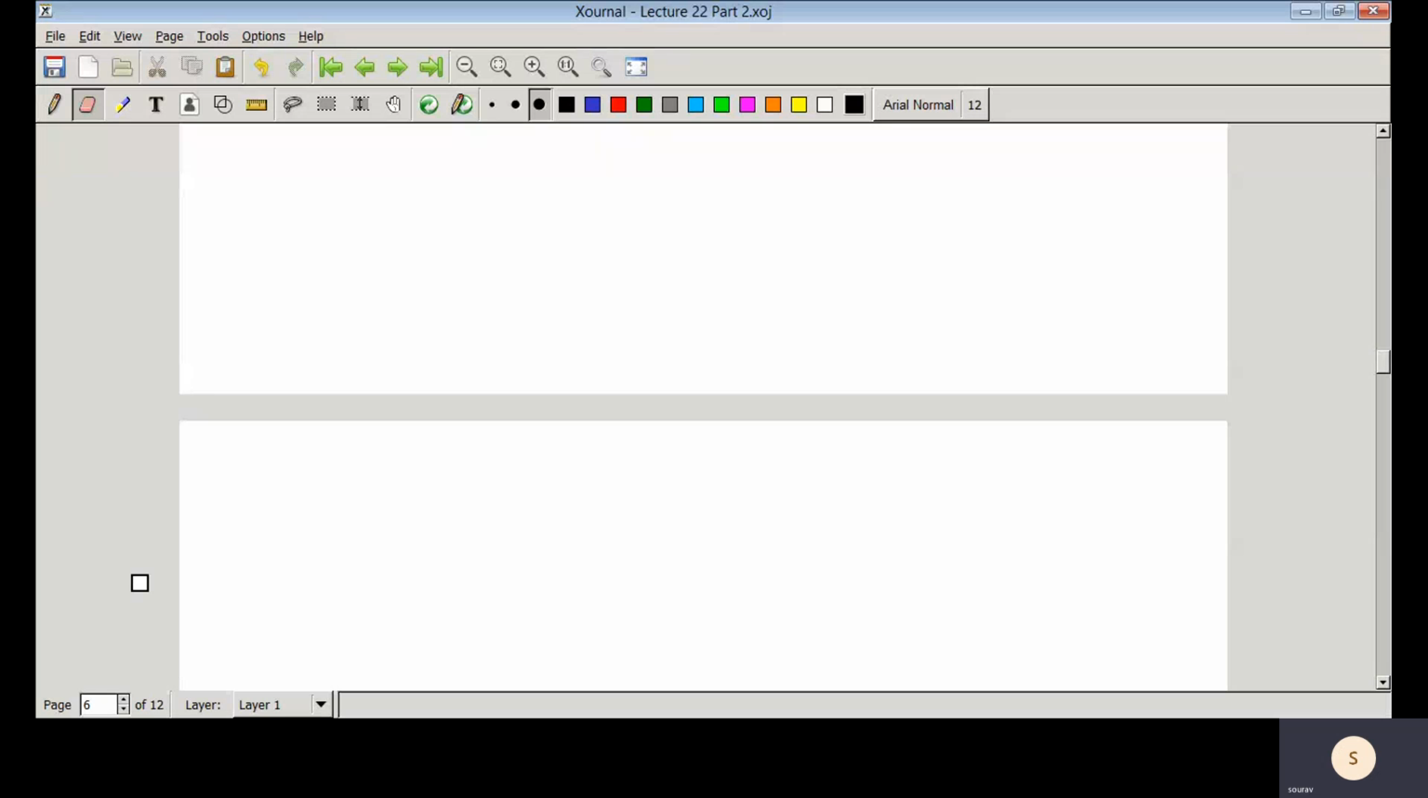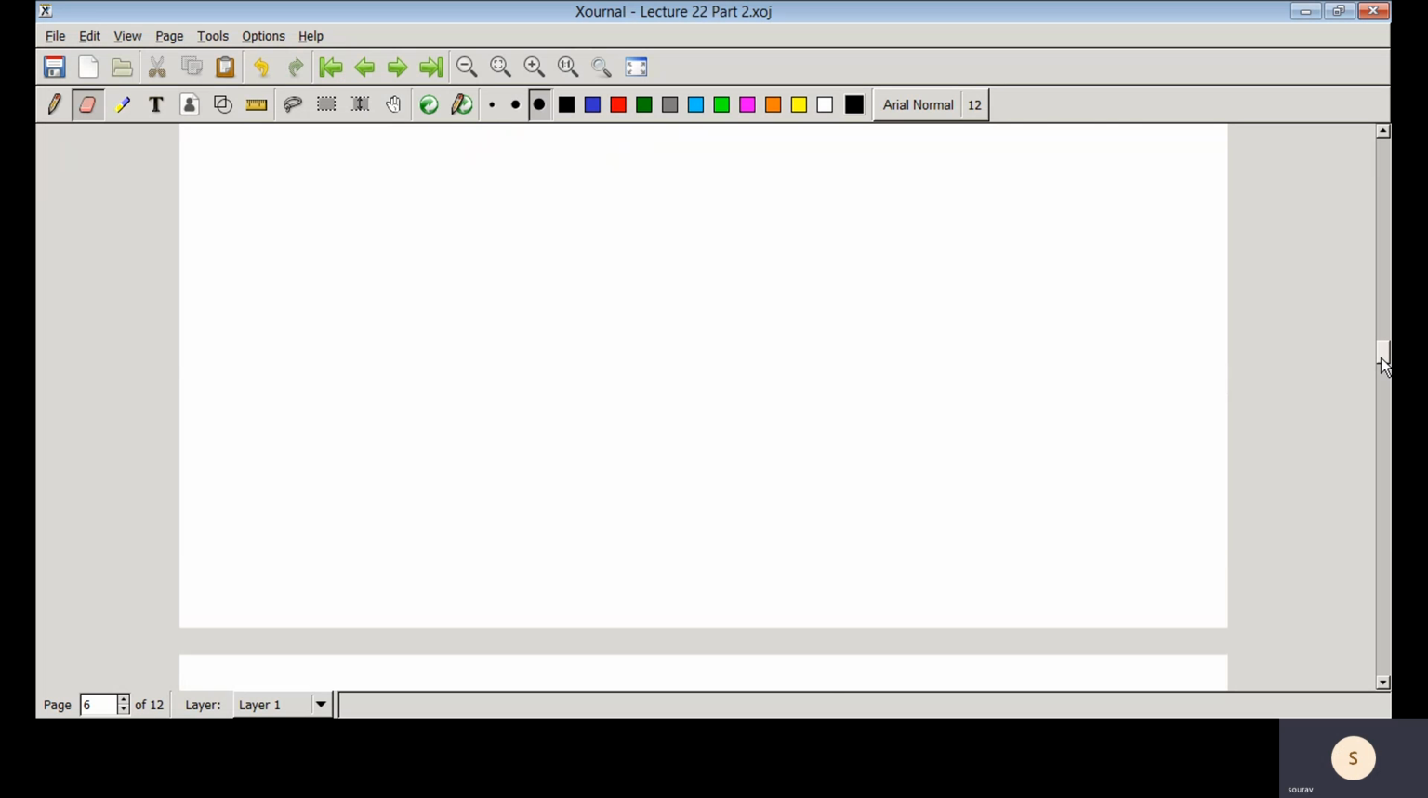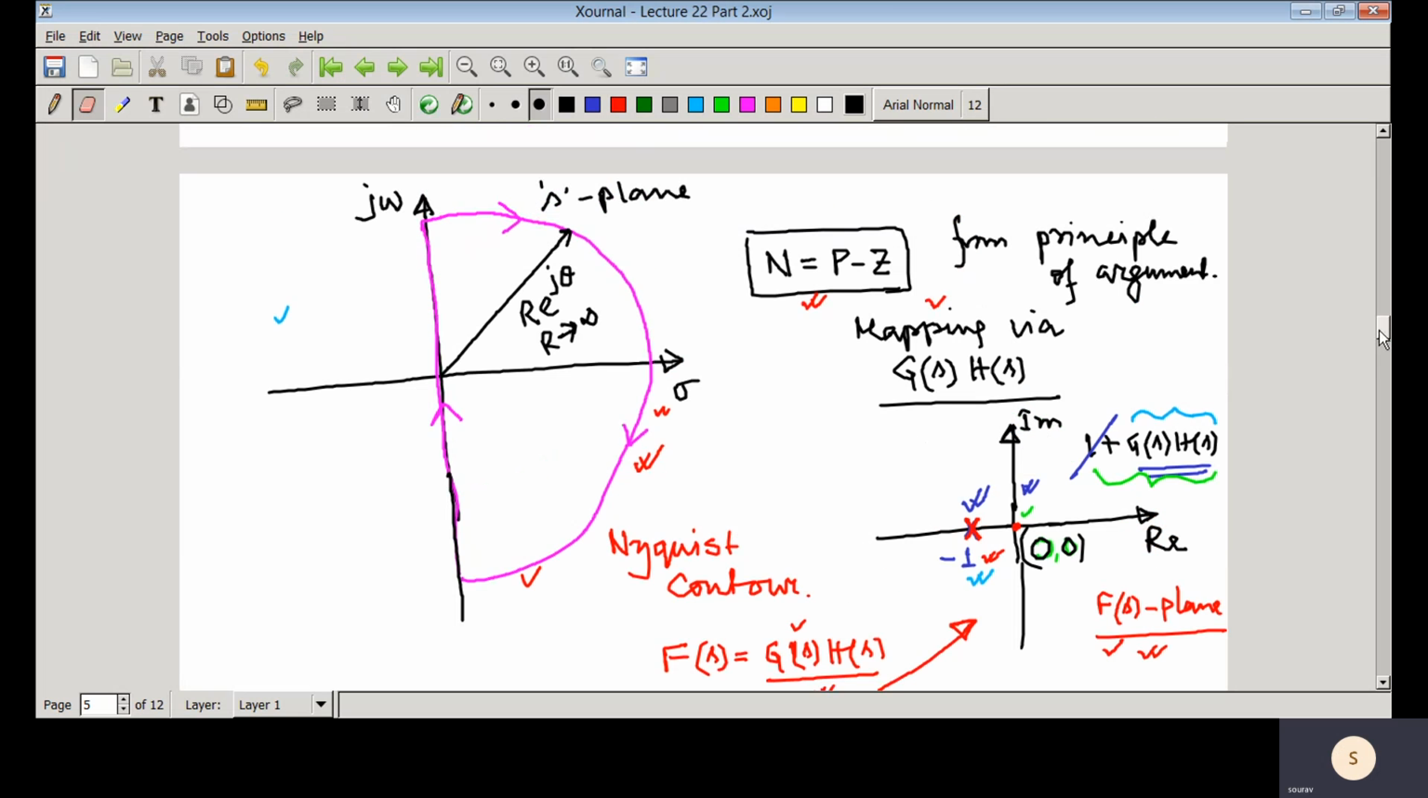This is lecture 23, and in last lecture we have started discussing Nyquist stability criteria, and we have seen that this particular stability result has been established on the principle of argument. So the condition that we have obtained, that is N equal to P minus Z, we have seen from the principle of argument.